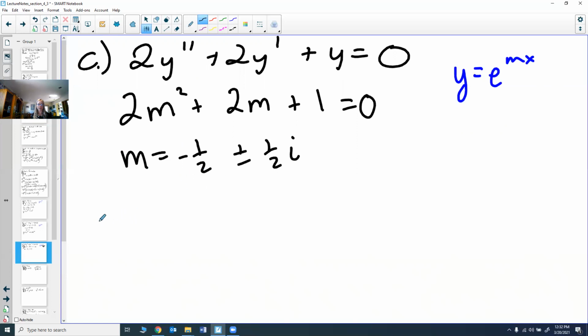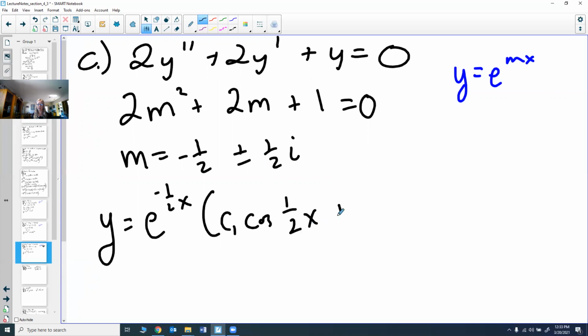Since these are complex conjugates, y is going to be e to the alpha x, where alpha is the real part of this complex conjugate. So the real part is -1/2, so e to the -1/2 x times c1 cosine of beta x, where beta is the imaginary part. So my beta is 1/2, so cosine of 1/2 x plus c2 sine of 1/2 x. And there's your solution to that one.